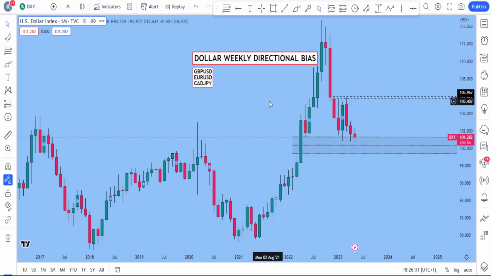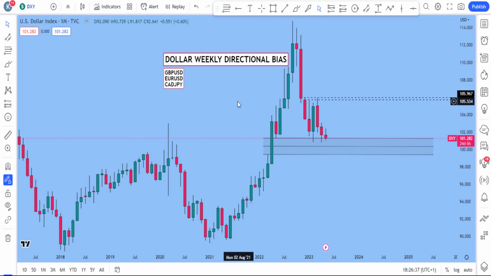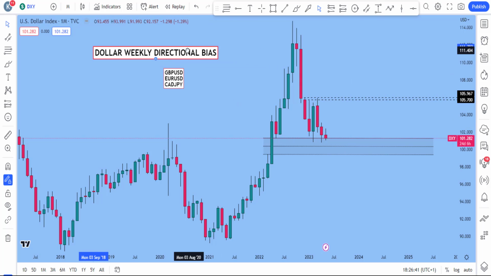Now, coming back here, let's get into the top-down analysis. What I basically do every week is to check out what is the directional bias of the dollar. Once I've done that, I can go to any pair of my choice to look at it as far as it is pegged with the United States dollar. You can see I have GBPUSD, EURUSD, and CADJPY. These are the pairs I basically trade most of the time, and CADJPY is not part of it, but I just decided to put it right there. Now let's get into that.